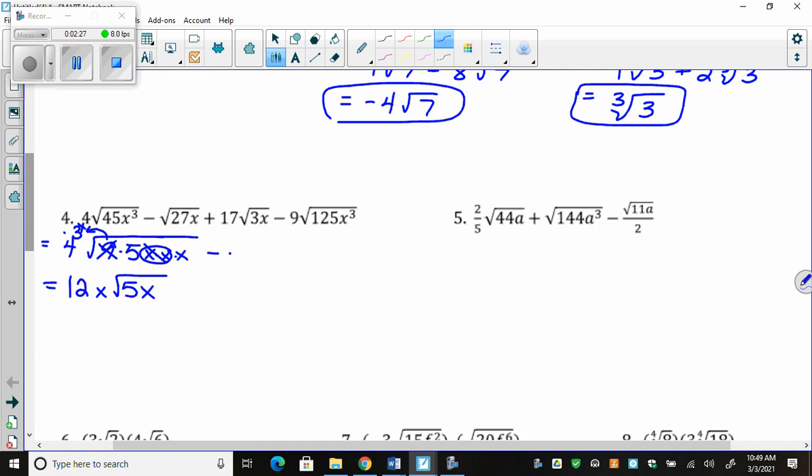27 I can break down into 9 and 3x. The 9 comes out and it becomes a 3. So I get -3 root 3x. Then 17 root 3x is done.